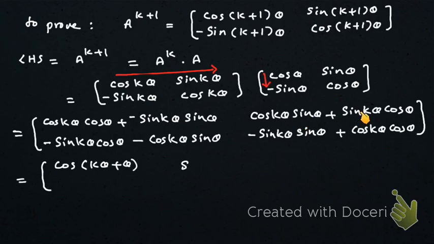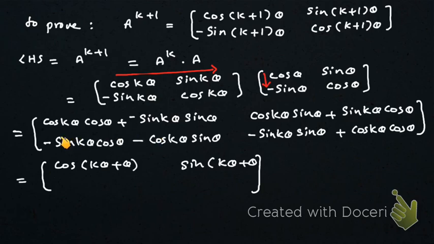And what is this? This is sin A cos B. I read this term first. Sin A cos B plus cos A sin B, sin of A plus B. So that's going to be sin of k theta plus theta.